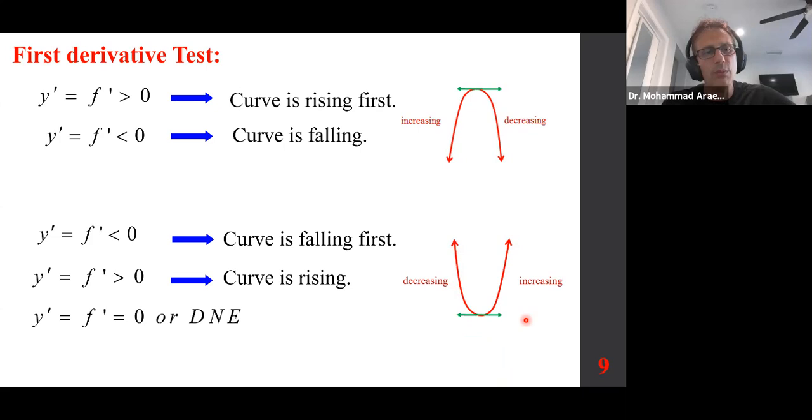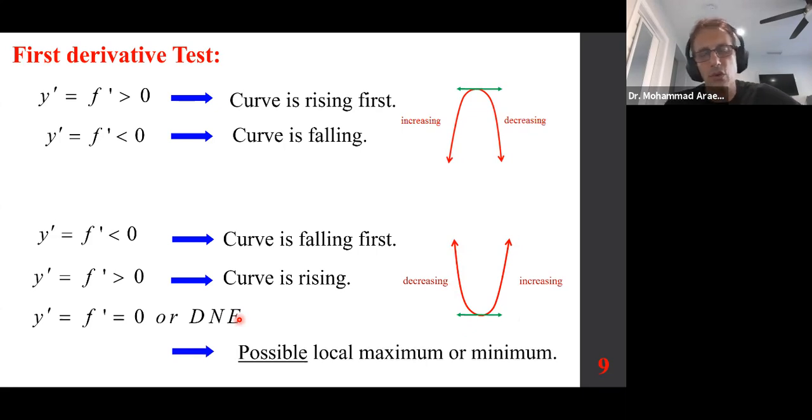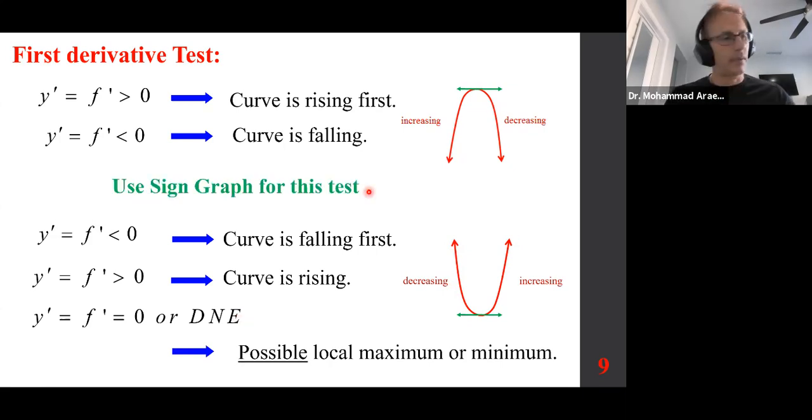Of course, y prime or f prime equals 0 or doesn't exist would be the possible local max or min. How do we find all of this information? Using the sign graph. And again, I will go over that with a simple example as we come across it. So the first derivative test using the sign graph gives us local extrema, as well as intervals of increasing and decreasing.